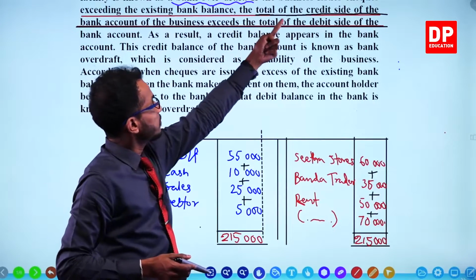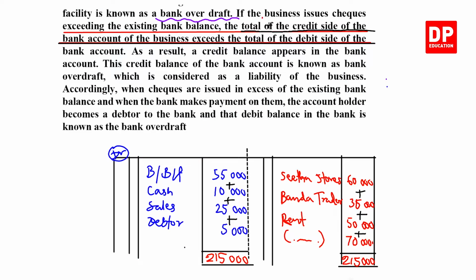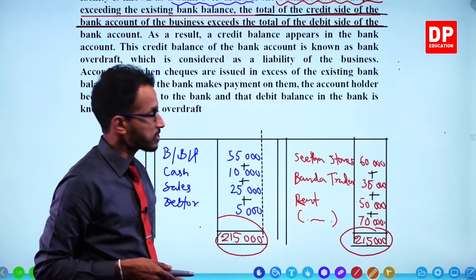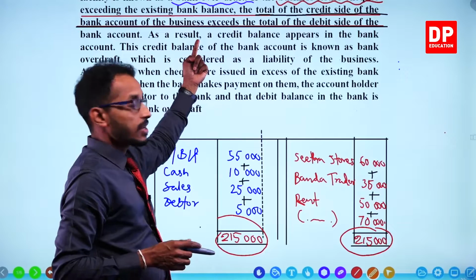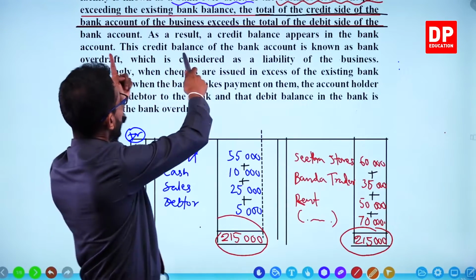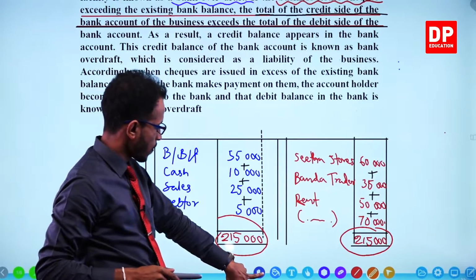If checks are issued, if the business issues checks exceeding the existing bank balance, the total of the credit side will exceed the total of the debit side. The credit side total will be higher. That's what the text says. As a result, a credit balance appears in the bank account.